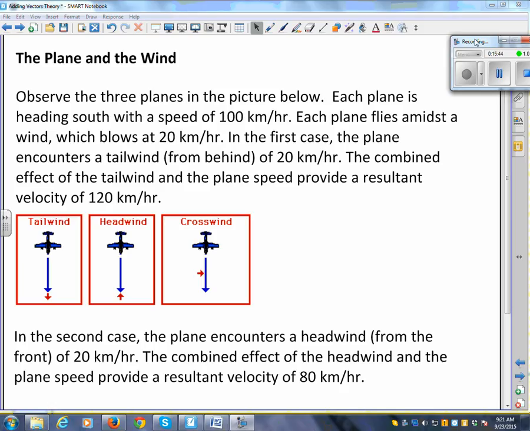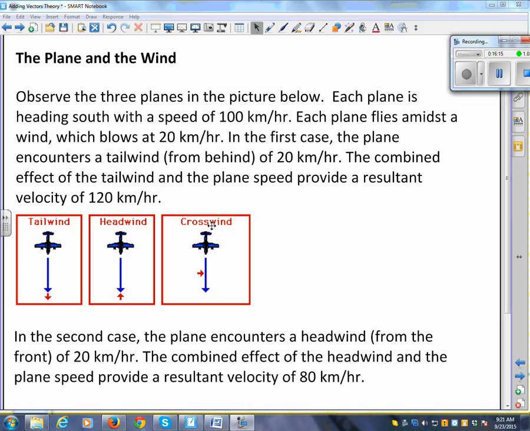Observe the 3 planes in the picture below. Each plane is heading south with a speed of 100 kilometers an hour. Each plane flies amidst a wind which is blowing at 20 kilometers an hour. In the first case, the plane encounters a tailwind, from behind, of 20. The combined effect of the tailwind and the plane speed provide a resultant velocity of 120 kilometers an hour. Because of the wind, the plane actually travels 120. Right? Which one of the vectors is the plane speed? What color? Blue. And the red one is the wind, right?